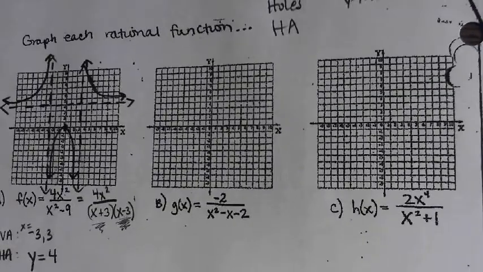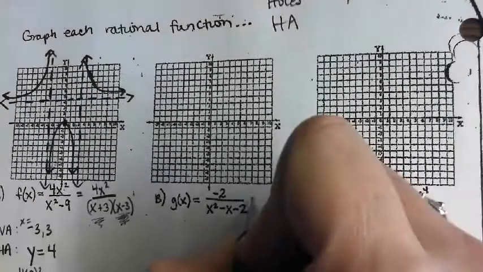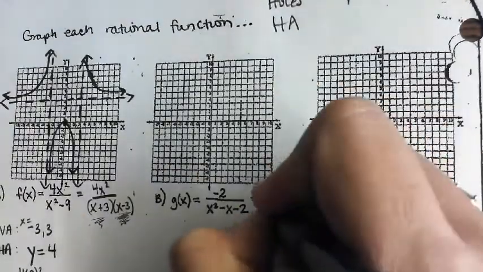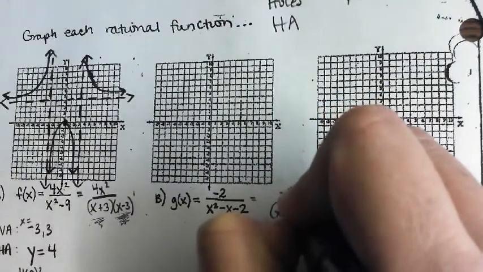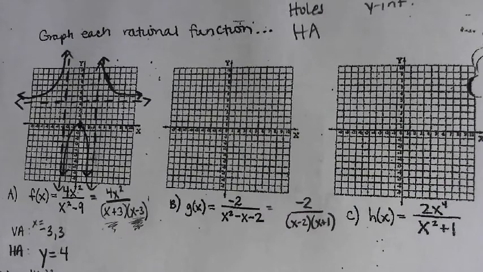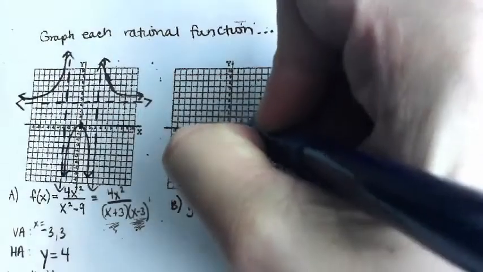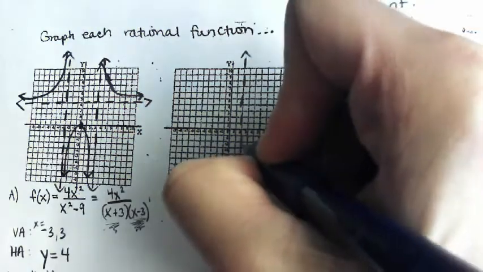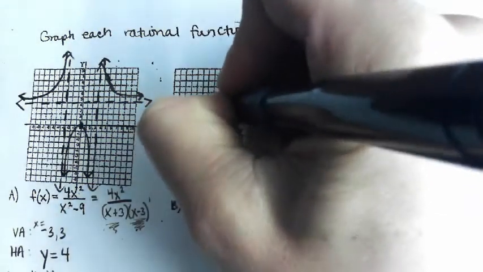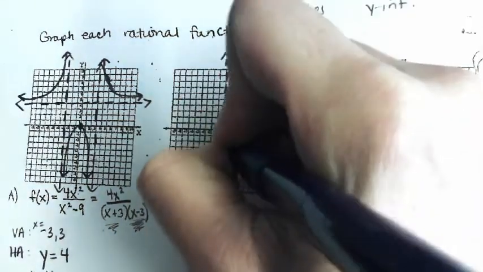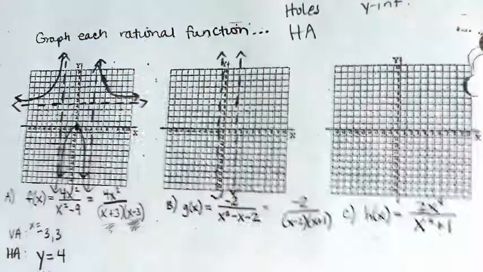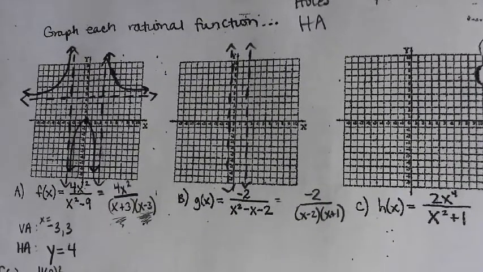Okay, next one. Let's first factor this guy. No holes, because nothing cancels. Vertical asymptotes where, Marissa? At 0, -1. Say it again. 0, -1. Good. So, just by the way, based on this, I know it's not an even function, because my asymptotes would have to be symmetrical too.